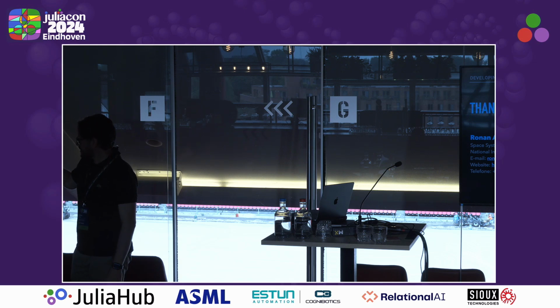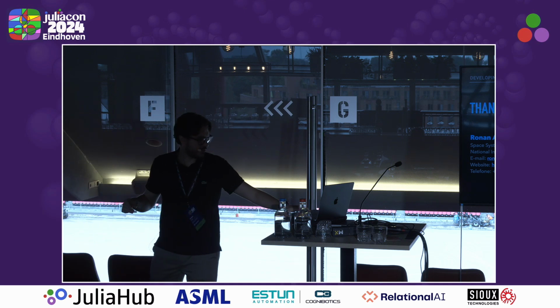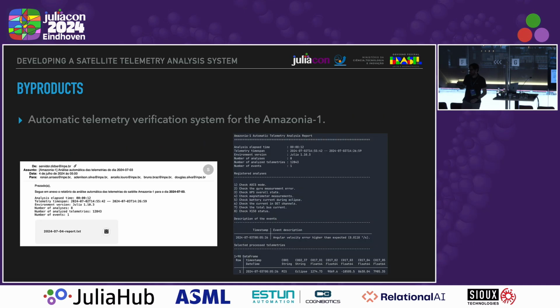And things are really working well, because after we have these kinds of byproducts here, where we can spot things on the satellite automatically, it became a requirement for INPE's missions. Our future missions will need to have this kind of system, and we will probably use Julia for exactly this system, because it's already built. So it's really important for us now.